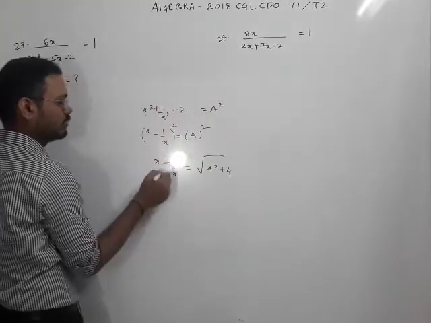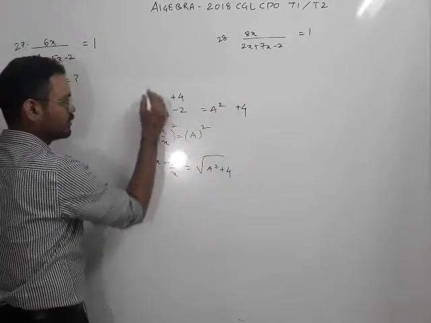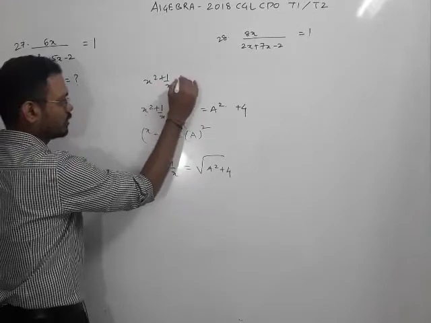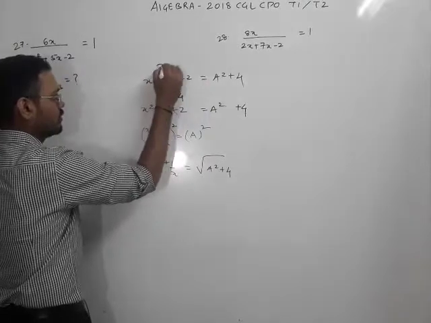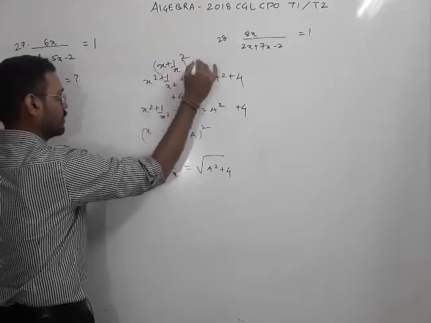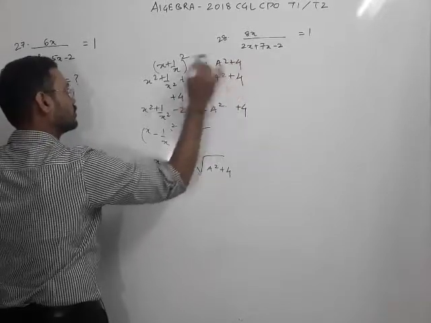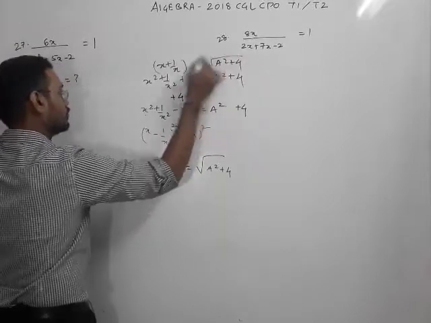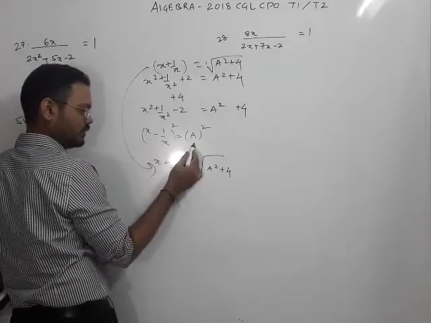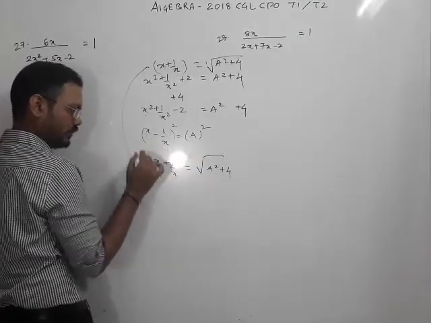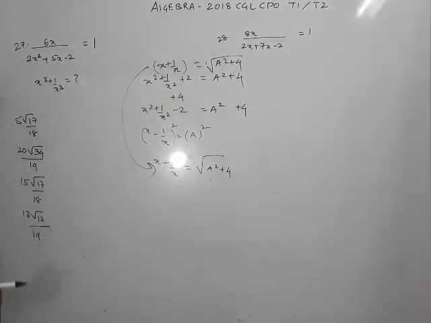If I want to make it plus 1 the whole square, I have to add 4 here, then this will become x square plus 1 by x square plus 2 is a square plus 4. So x plus 1 by x the whole square is a square plus 4, so x plus 1 by x will be root of this. This is how we get this. When x minus 1 by x is given, if we have to find x plus 1 by x, this is the formula, and this is the background for that.